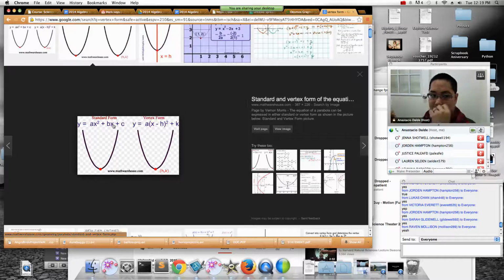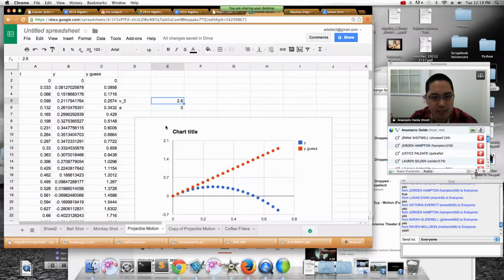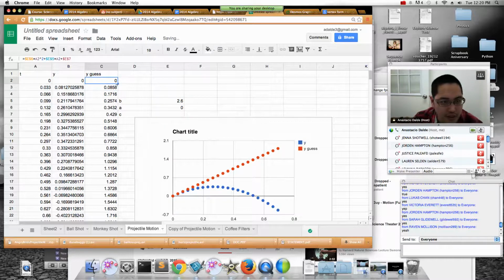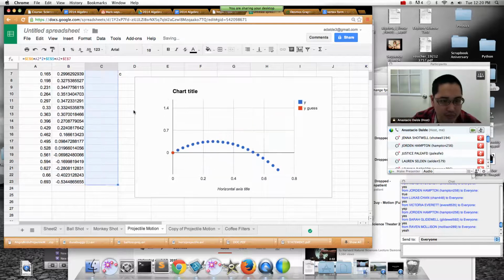right? And so what I'm going to do now at this point is I'm going to try to fit my parabola. I'm going to try to fit this, let's see, I'm going to try to fit this parabola. Okay, wait. Let me show you what I'm going to do because it will blow your mind. Hopefully it will blow your mind.